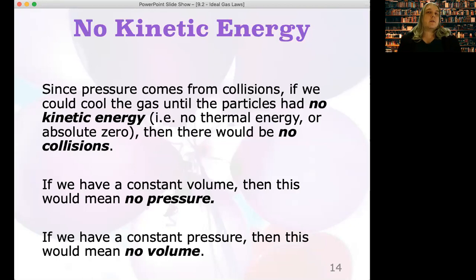On the other hand, if we had the one where the lid of the canister can move up and down, it's a movable seal, then as the particles slow down to having no energy, the atmospheric pressure would just push the seal all the way down to the bottom and we would get absolutely no volume. So it depends on which thing you're holding constant as to whether you'd go to no pressure or no volume. But either way, we can use these laws to come up with an experiment where we determine absolute zero.